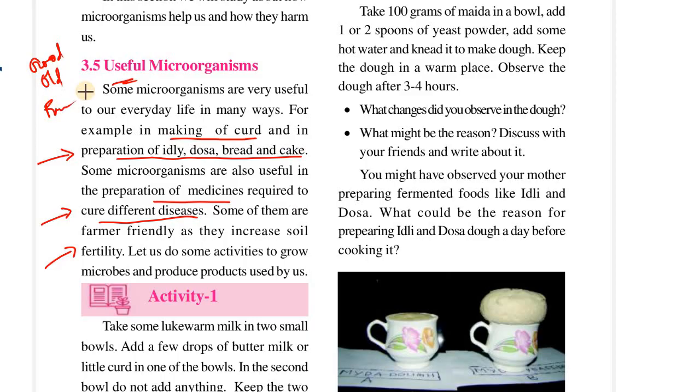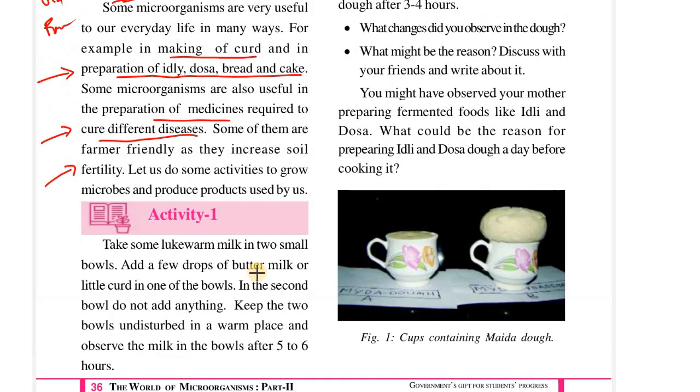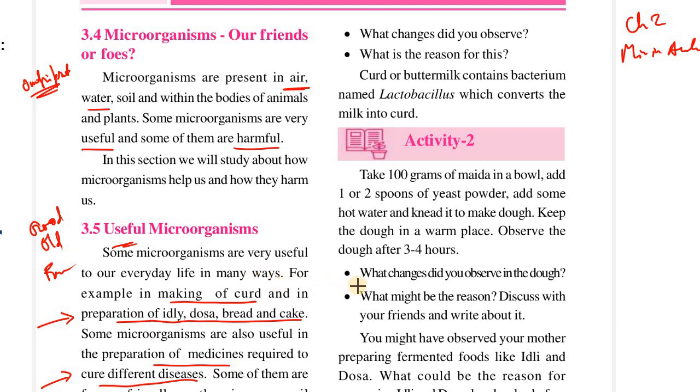Okay. Now, let us take some lukewarm milk in 2 bowls. Add a few drops of buttermilk or little curd in one of the bowls, and in the second bowl you don't add anything. This you can do at home. Now keep the 2 bowls undisturbed in a warm place and observe the milk in the bowl after 5 to 6 hours. What changes do you observe? You will observe that the bowl where you have added the small amount of curd or buttermilk has entirely converted into curd.